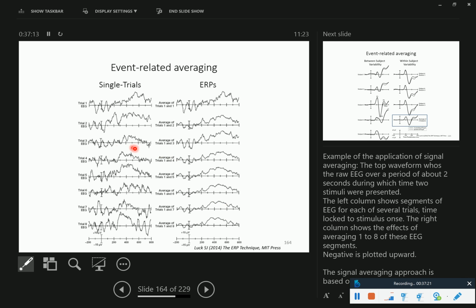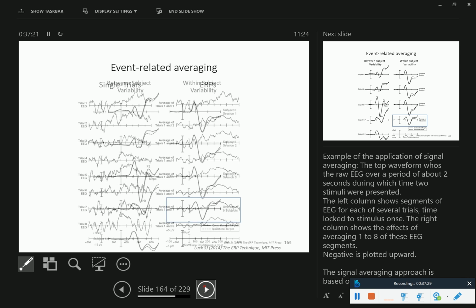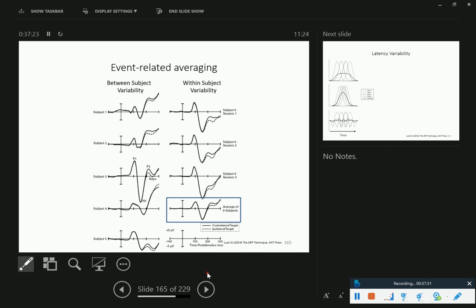But in the end, it's just averaging of each time point, and there's nothing really conceptually interesting about this. Then, of course, and this is something that I showed you in the very beginning, you can have between subject variability, as shown here, where you can have really different things between participants, and these very nice ERPs that you then see in papers usually result from averaging multiple subjects.